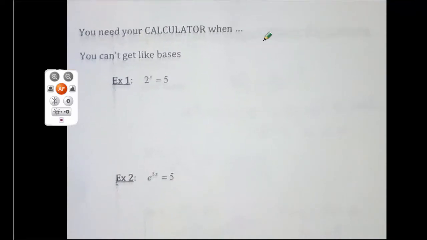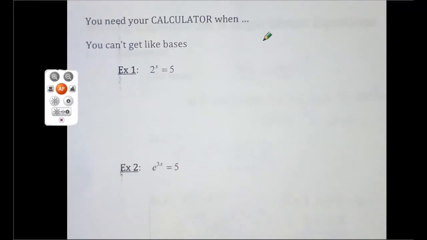With all of the previous examples, you did not need a calculator, and I will not let you use a calculator. But in the end, there are some problems in which you need your calculator. For example, it's really when you can't get like bases. So in example 1, I have 2 to the x equals 5. I don't know what exponent on 2 gives me 5.